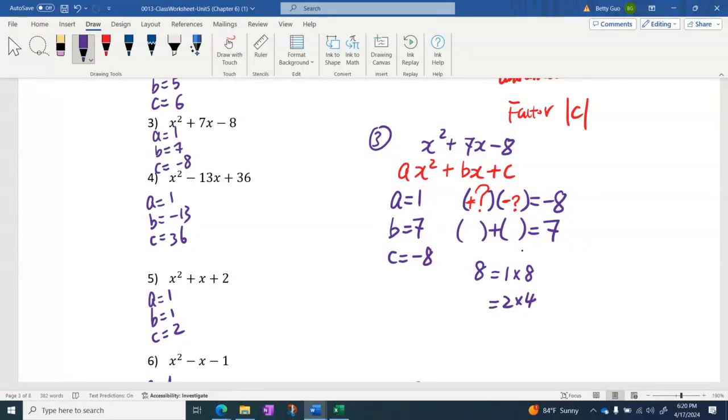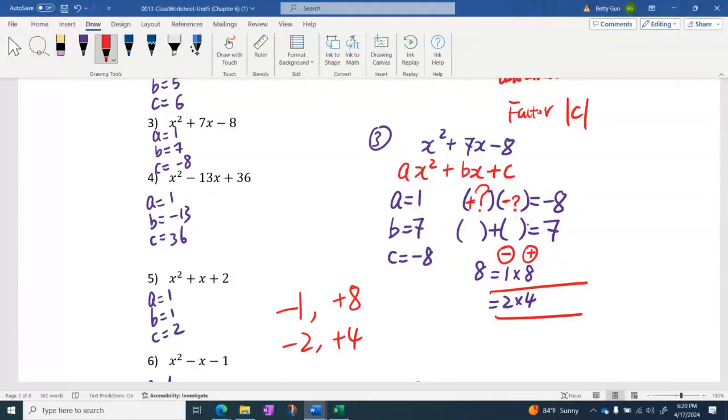So only 2 options. And remember, for each pair, the positive number has a bigger absolute value, and the negative number has a smaller absolute value. That's the reason I place a positive sign above the second factor, a negative sign above the first factor. So let's give it a try. We have two options, either -1, +8, or -2, +4.